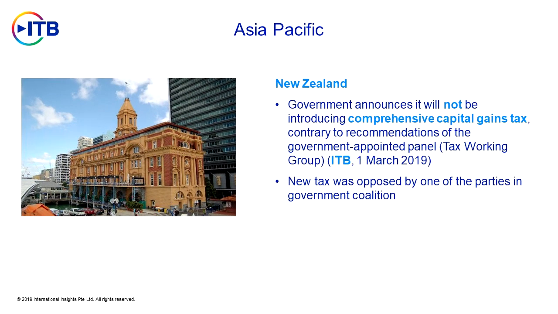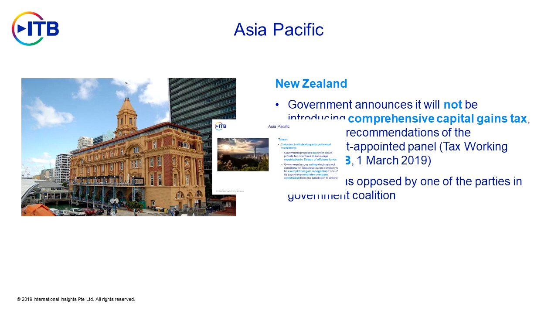In New Zealand, the government has announced that it will not be introducing a comprehensive capital gains tax, contrary to the recommendation of the government-appointed panel, the Tax Working Group. The new tax was opposed by one of the parties in the government coalition.